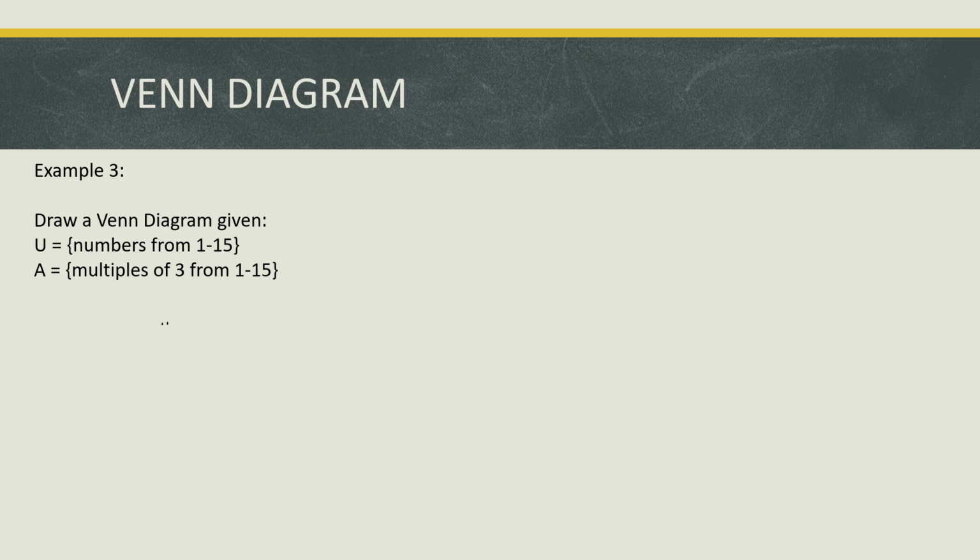So what are those? Let's list the multiples of 3 from 1 to 15. We have 3, 6, 9, 12, and 15. So these are the multiples of 3 from 1 to 15.